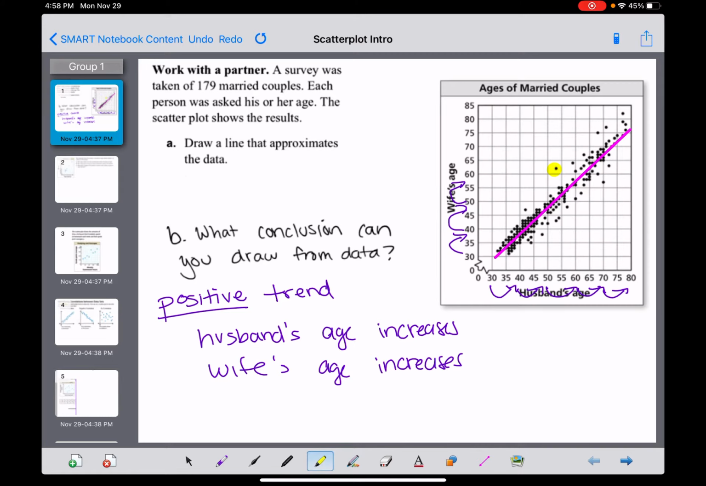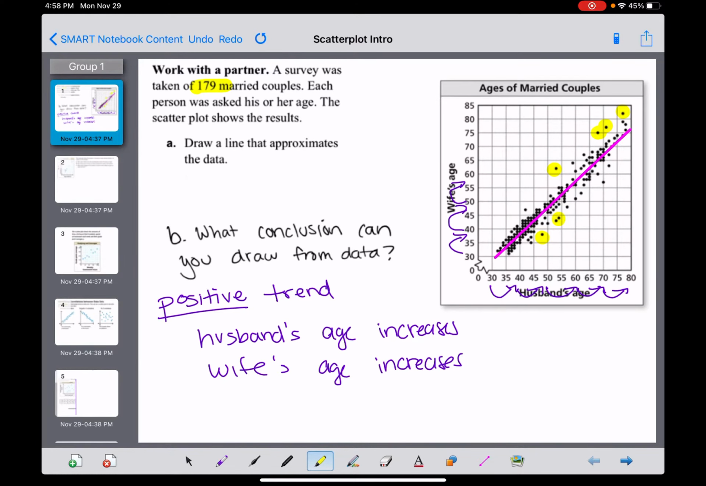So if we think about this in real life, most of the time, a husband and a wife's age are about the same. They're around the same age, but sometimes you have outliers where someone in that relationship may be significantly older or significantly younger than their spouse. But for the most part, with these 179 married couples, they tend to be close in age. So as the husband gets older, the wife's age also increases as well.